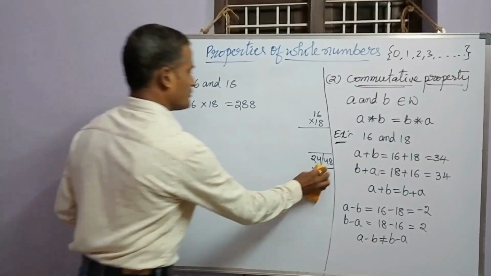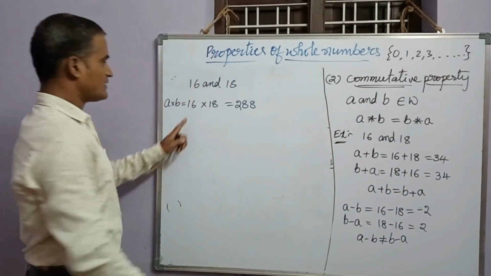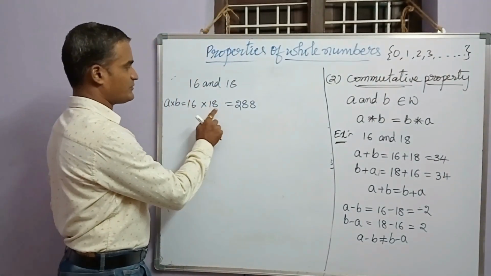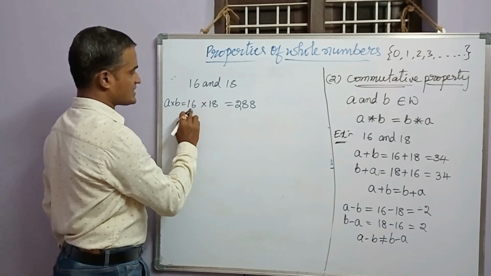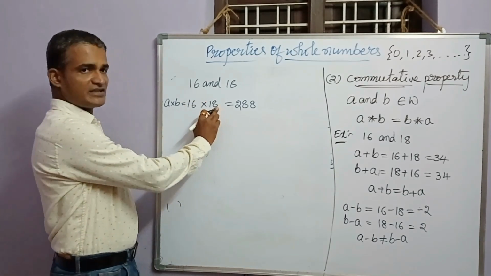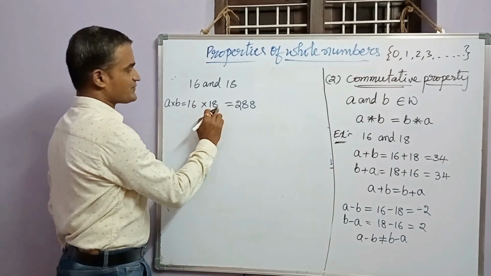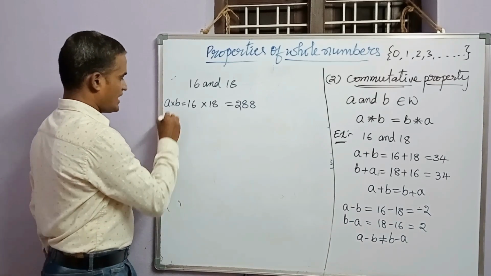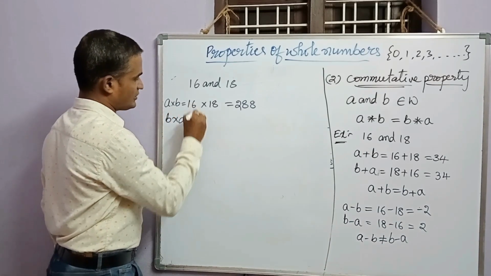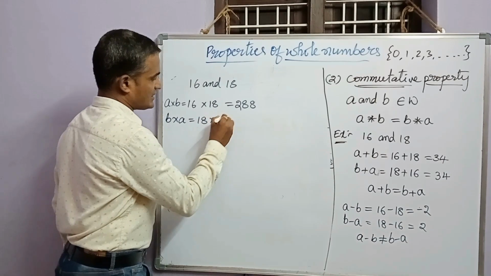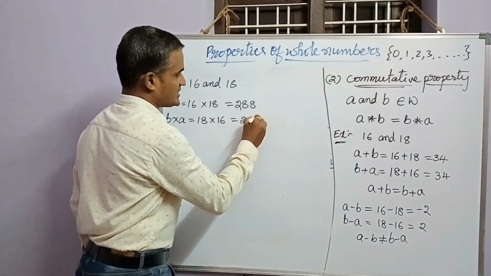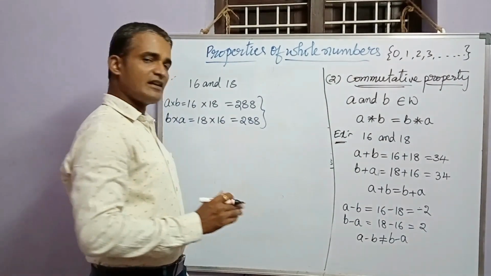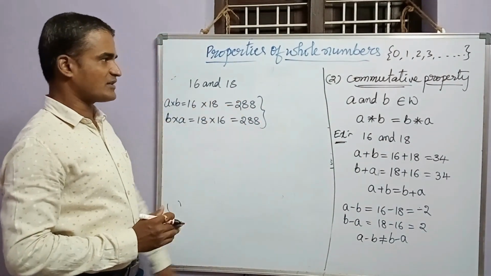Now, when you are multiplying a two-digit number by a two-digit number, you can add 16 plus 8, it's 24, and 6 fours are 24, so 48 for the tens part. Together it is 288. And you can see that B into A, 18 into 16, is also equal to 288. So any way you multiply the two numbers, you always get the same answer.